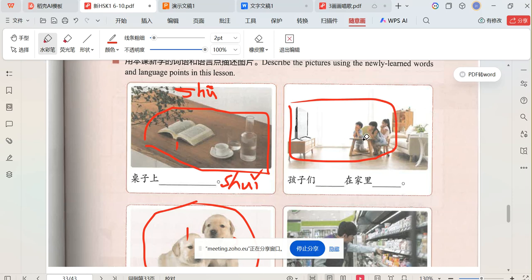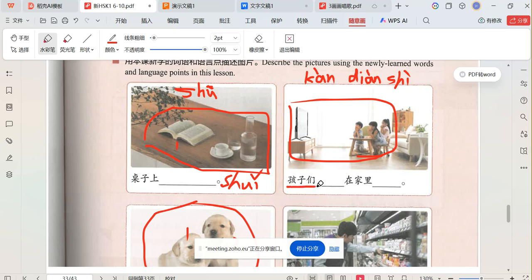他们在家里做什么？看电... How do I say TV? 看电视。很好。So the full sentence is 他们在家里看电视。So if I don't say they, if I say children are watching TV at home, how do I say that?